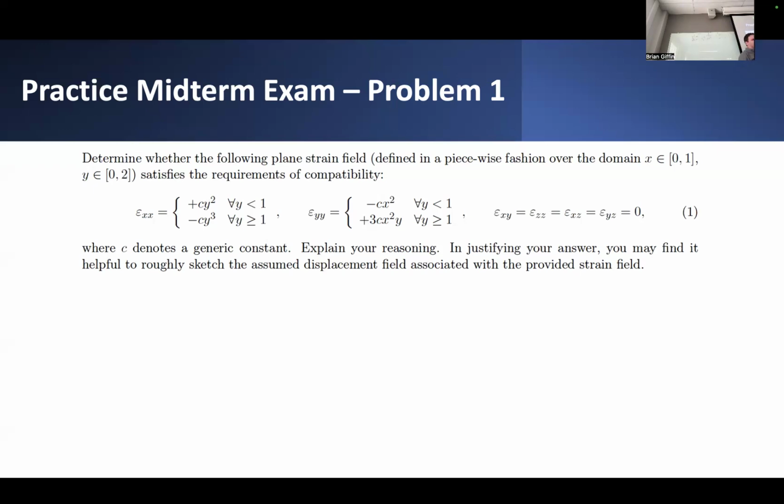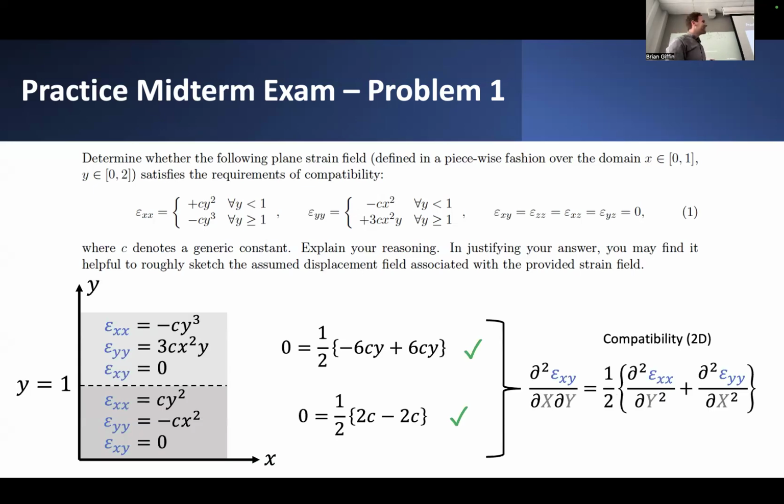So epsilon xx with respect to y twice gives us, yeah, and epsilon yy with respect to x twice, plus 6c1. So indeed, we get minus 6cy plus 6cy. Both of those terms cancel. So we've satisfied compatibility, and that's basically what we have here.